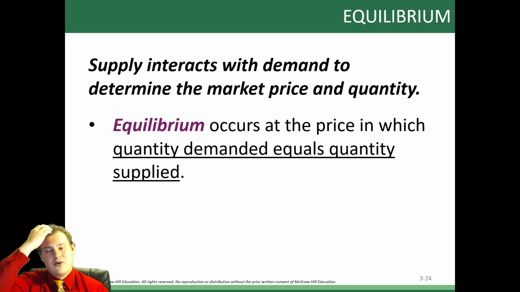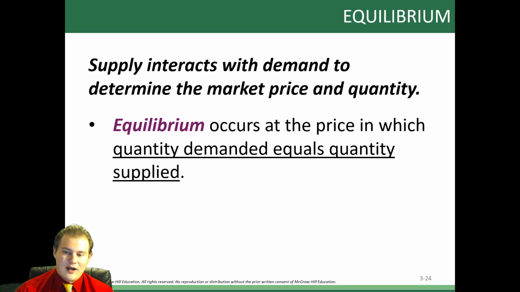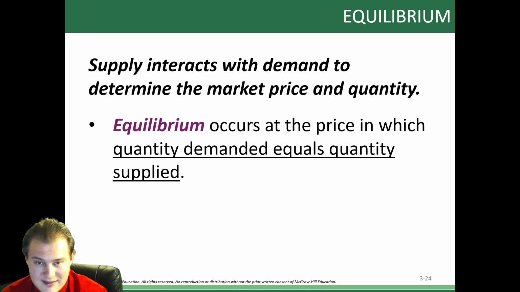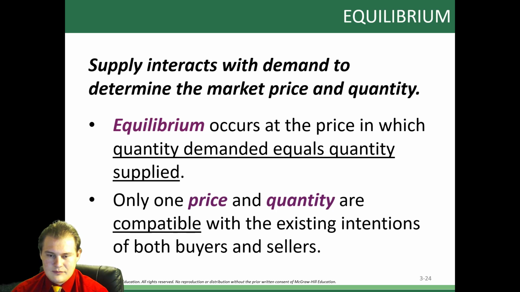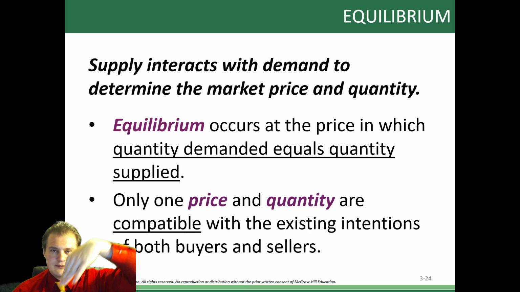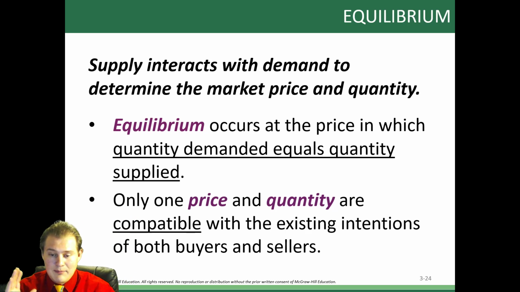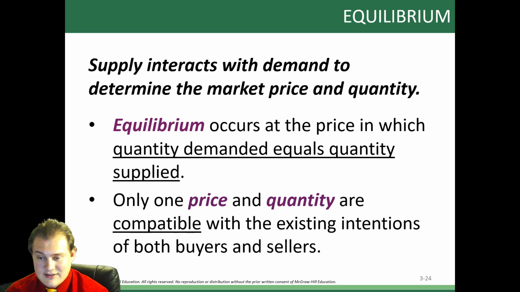Equilibrium occurs at a price at which quantity demanded equals quantity supplied. So we have equilibriums in markets. Only one price and quantity are compatible. If I have one line going down and one line going up, it's going to create a big X. Where that X crosses is technically the equilibrium point, where quantity demanded equals quantity supplied.